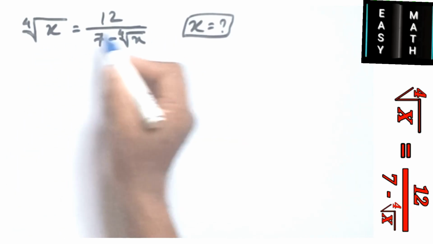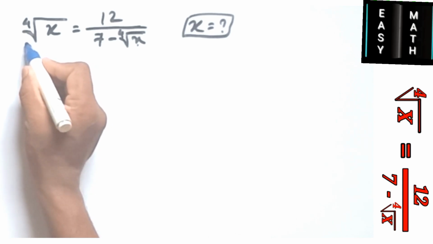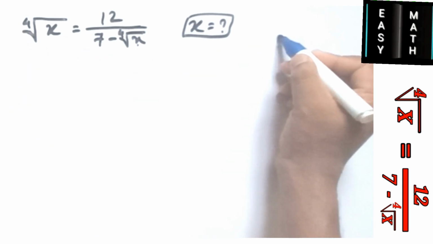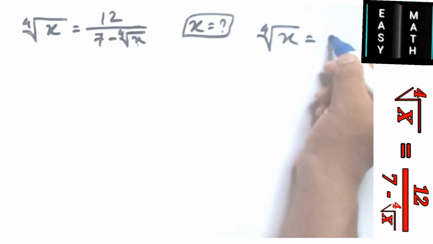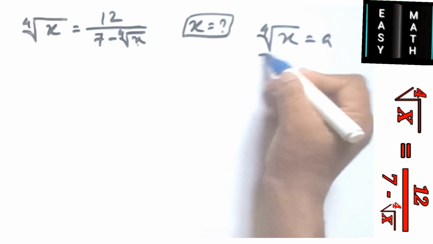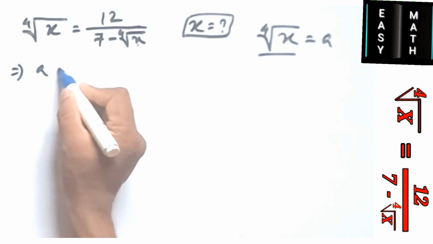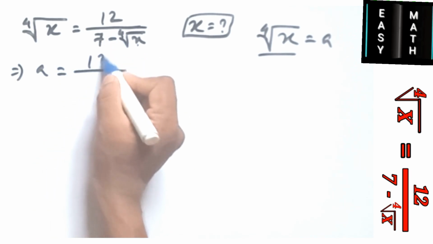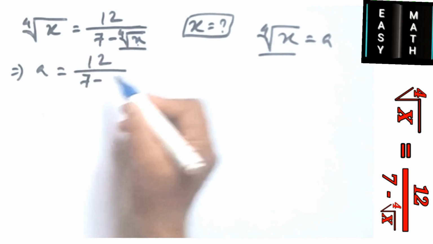From this equation, find out the value of x. How? First, we can write the root 4. This we can take as a. We can take this as a. So this term we can take as a, and this 12. There is the 7 minus, and this term is similarly a.